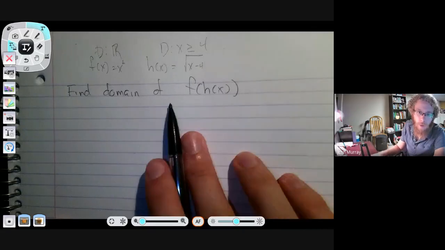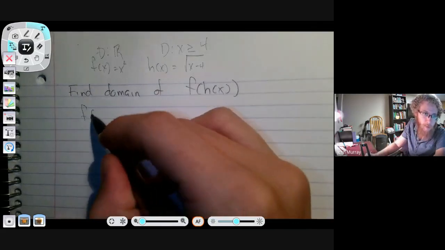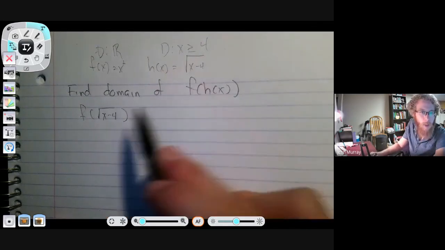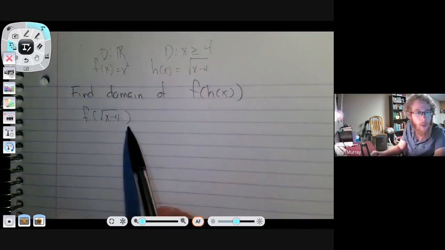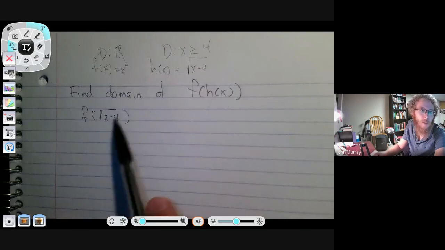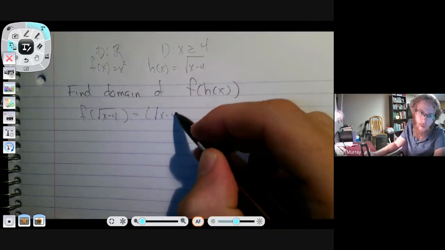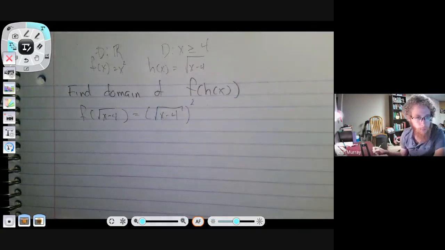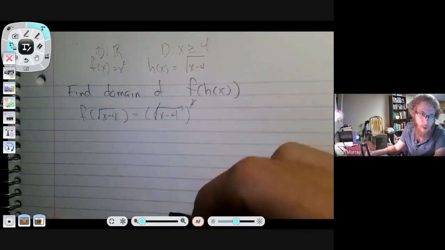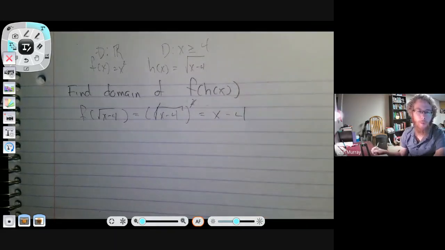So the first thing when we do composite, I'm going to substitute in what is this inside function. So I'm going to have f of the square root of x minus 4. Okay, again, all I did was substitute in what h of x was. Now what this tells me is in my f of x function, I'm going to replace x with this phrase. So I'm going to have the square root of x minus 4 squared. When we simplify this, okay, they eliminate each other, right? The squared and the square root are inverse operations, and all I'm left with is x minus 4.